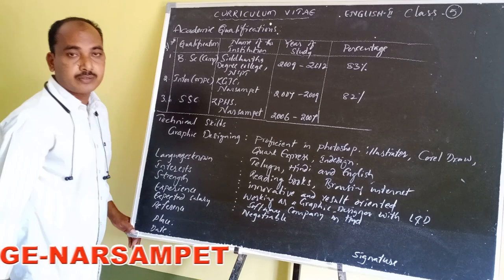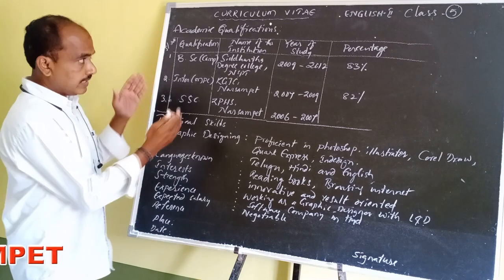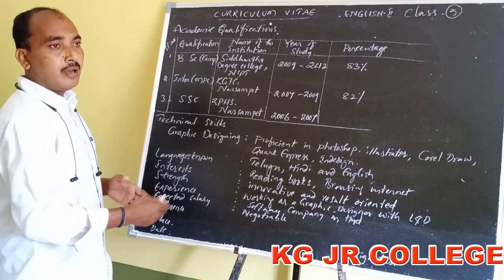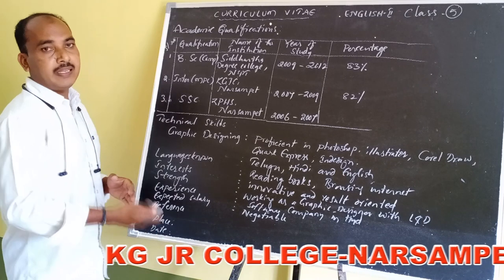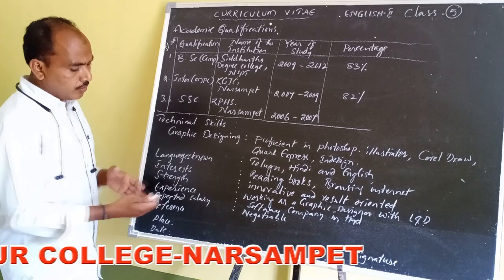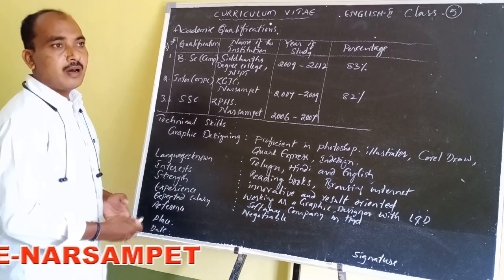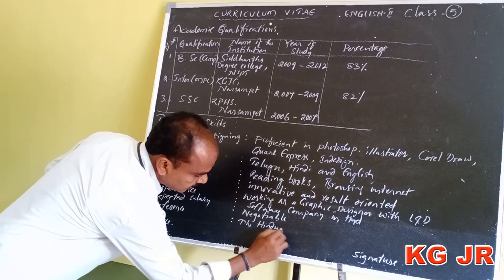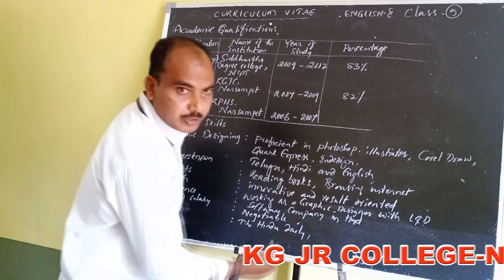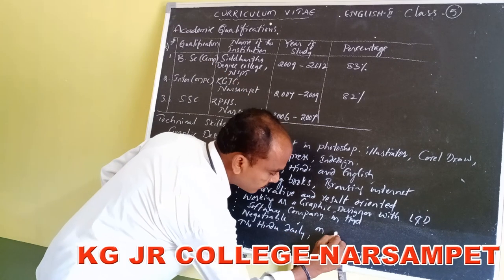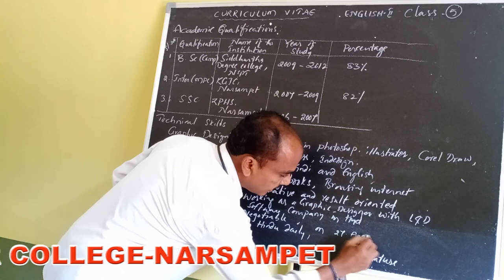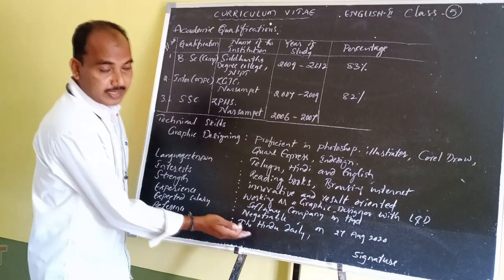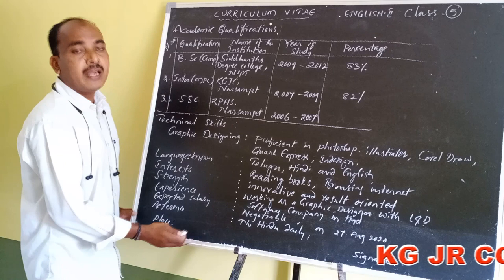The next one, reference. How did you get this information about this vacancy? You heard or saw it in a newspaper, or any person informed you. You can write anything, whether the name of the newspaper or any person's name. For example, The Hindu Daily. On which day did you observe this advertisement? On 27th August 2020. This is the reference. You can write any daily name or any person's name, and write available on request.